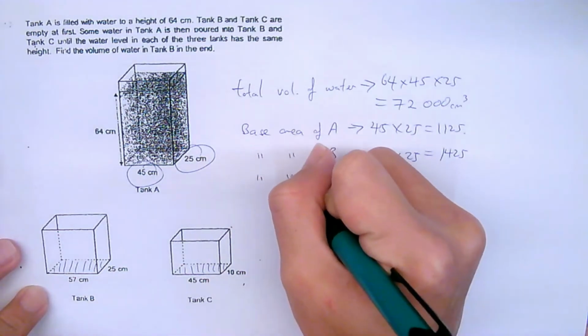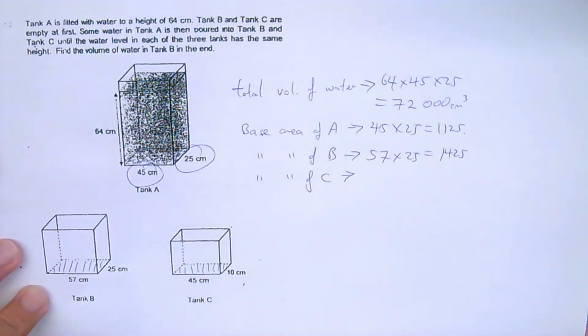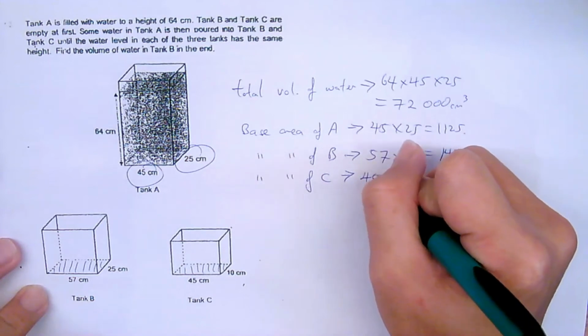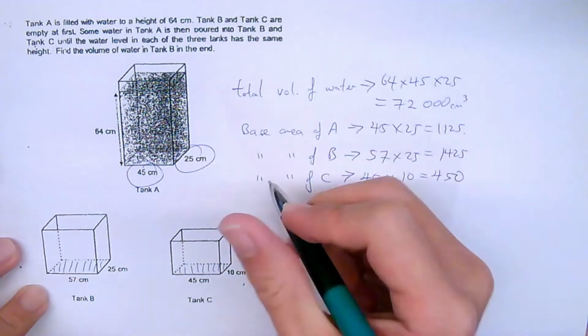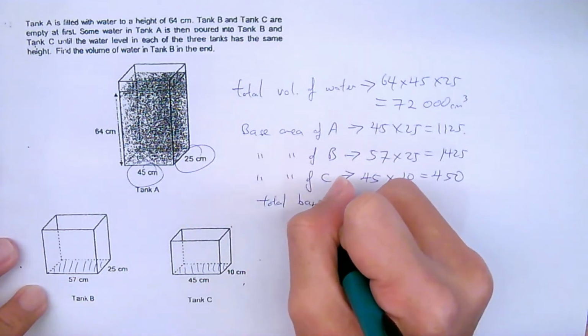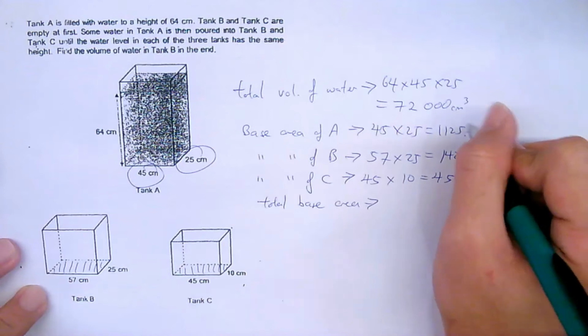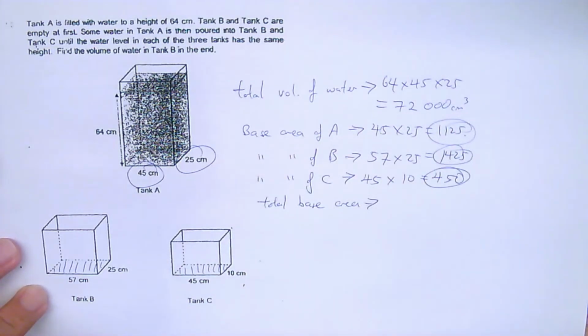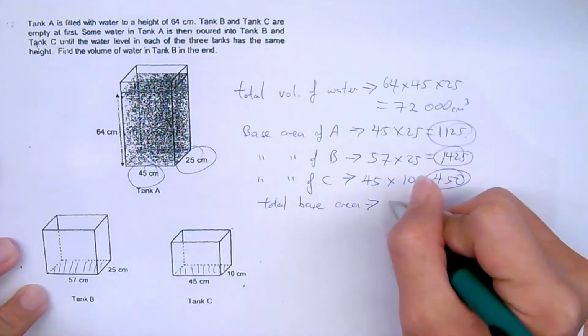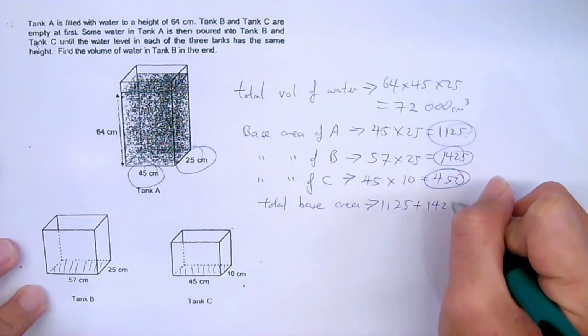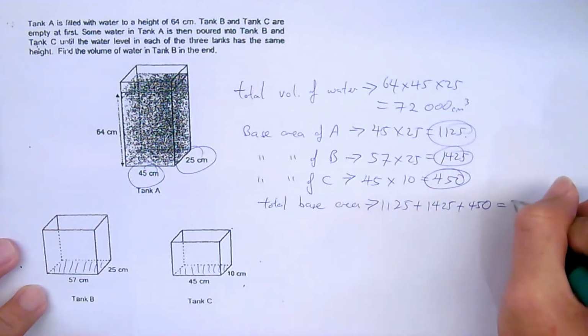Same thing, base area of C will be 45 multiplied by 10. This one doesn't need a calculator, it will be 450. So the total base area will be this plus this plus this. So there will be 1125 plus 1425 plus 450, and that will give us 3,000.